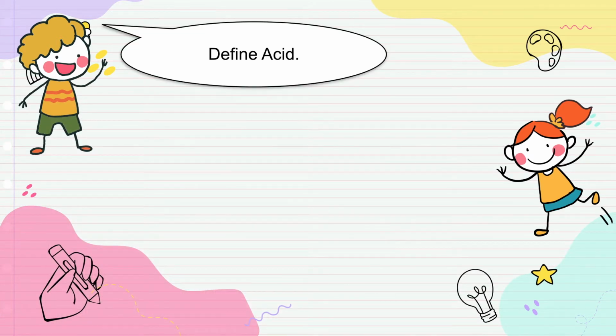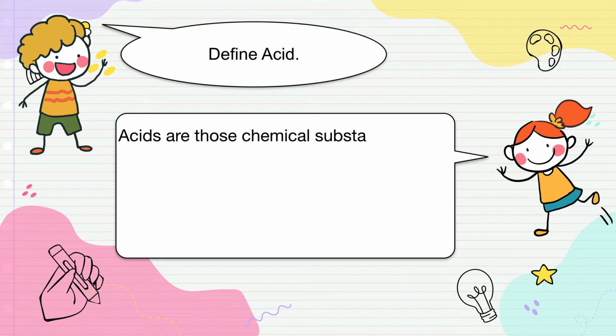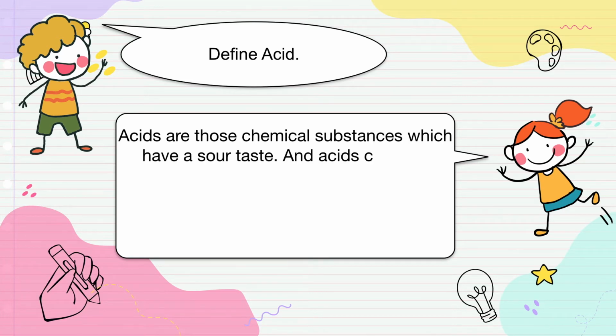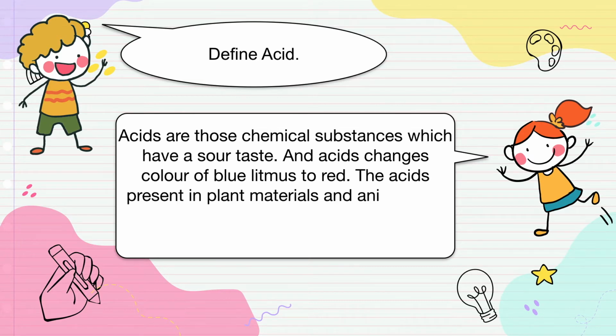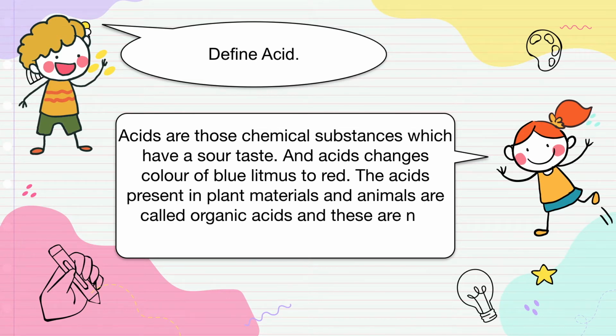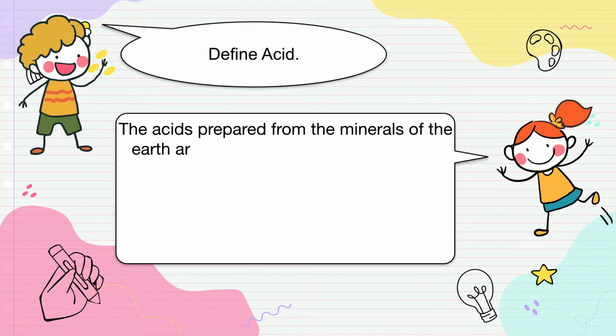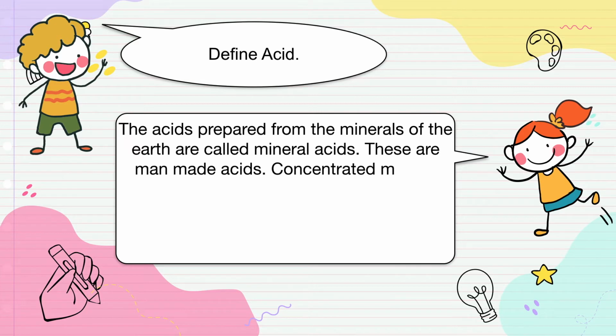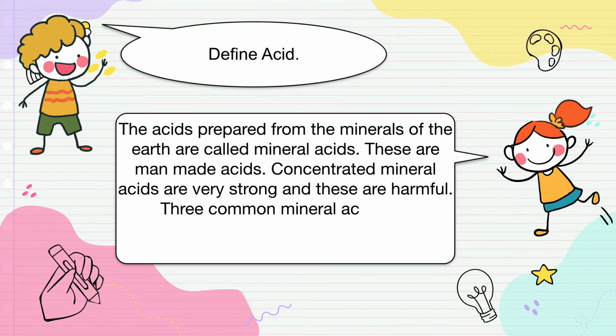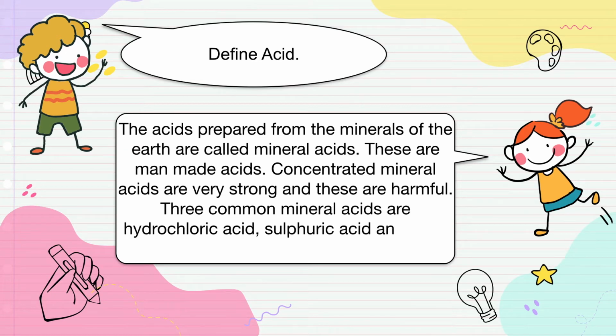Define acid. Acids are those chemical substances which have a sour taste. An acid changes the color of blue litmus to red. The acids present in plant materials and animals are called organic acids, and these are not harmful to eat or drink. The acids prepared from the minerals of the earth are called mineral acids. These are man-made acids. Concentrated mineral acids are very strong and harmful. Three common mineral acids are hydrochloric acid, sulfuric acid, and nitric acid.